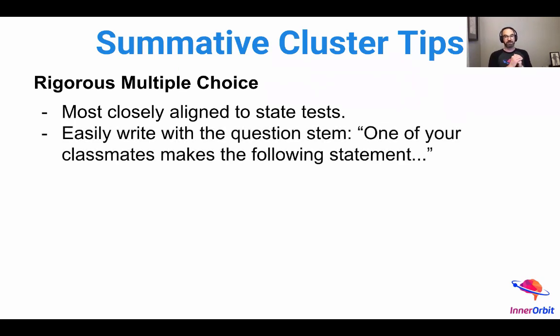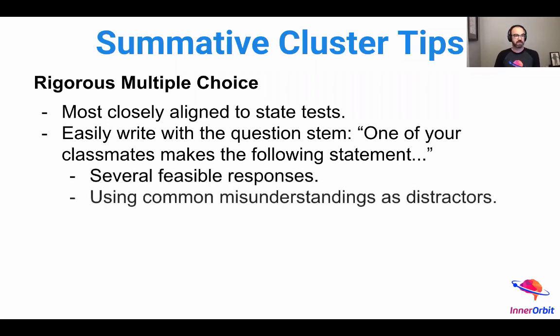One question stem that we love that I think is highly appropriate, and in a lot of the example tests they have questions like this: one of your classmates makes the following statement, or one of your classmates draws a diagram like this, and then provide some feasible responses, and then use common misunderstandings as distractors. Bonus points if you use misunderstandings that your students had in all your formative assessments. So tying everything together, making connections between those is really, really helpful and important.